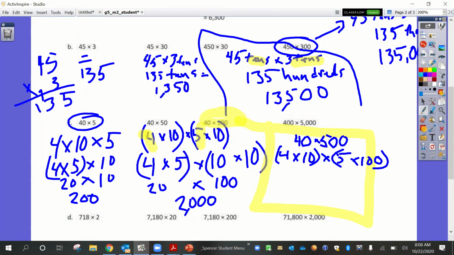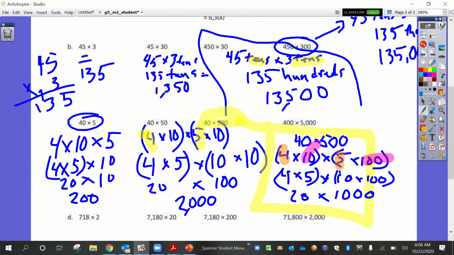And then, which parts of those would I reorder so that it makes my brain work easy? Well, I'm going to take the 4 and the 5, the basic math facts, 4 times 5, which I know is 20, right? And I'm going to multiply that by what's left in this sentence that we're working on. Well, 10 times 100. Let me write that sentence down. Well, 10 times 100 is 1,000.